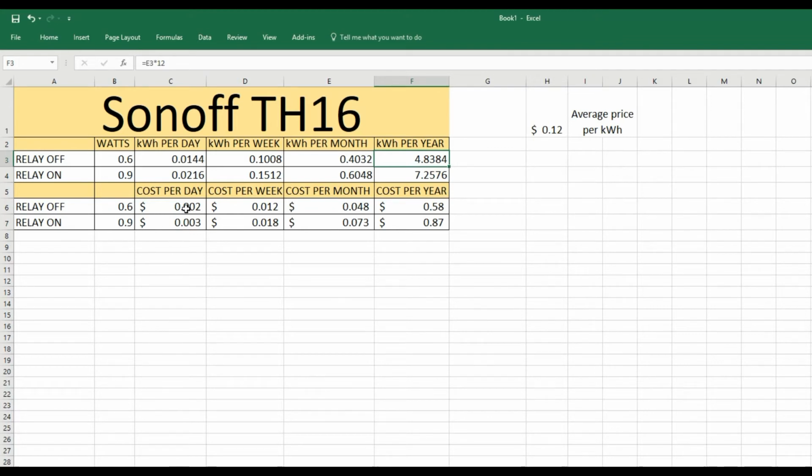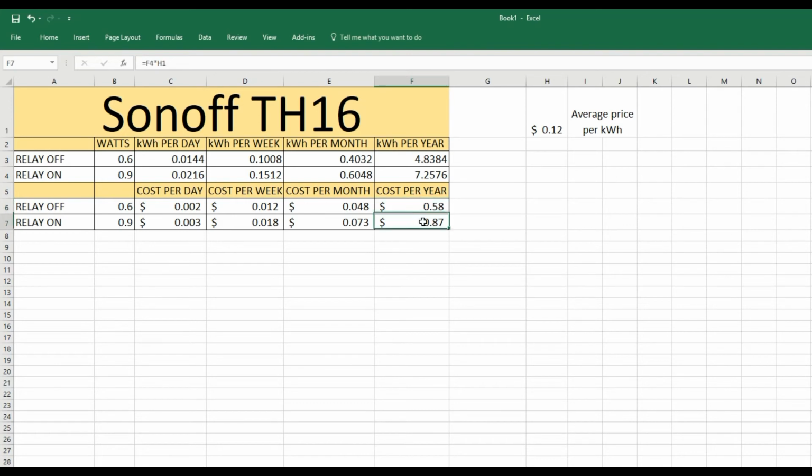And for the costs, I took the kilowatt-hours per day times the dollars per kilowatt-hour, and I got this many dollars per day: $0.002 per day, and then $0.012 per week, and then basically 58 cents per month, and then per year.